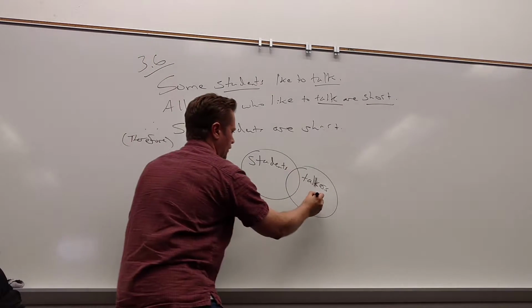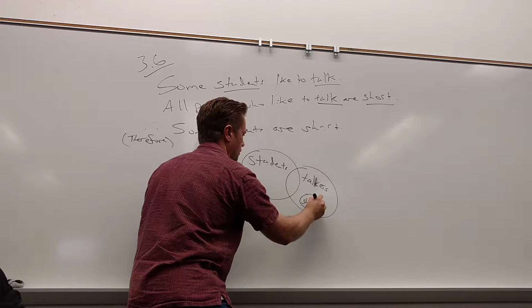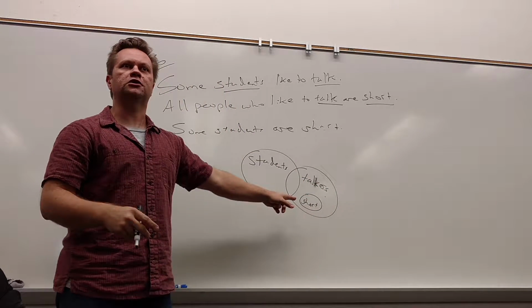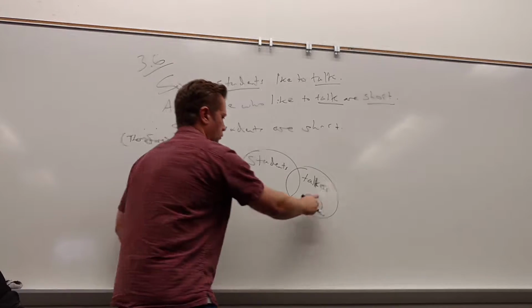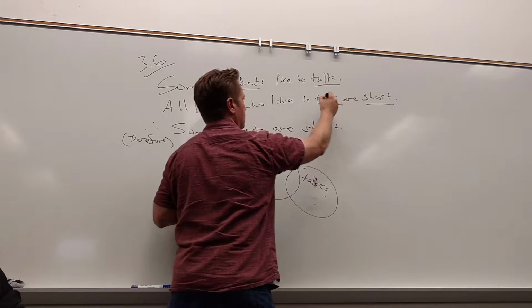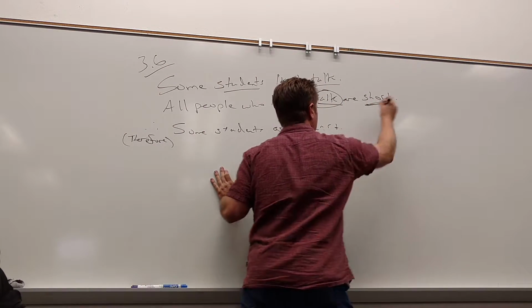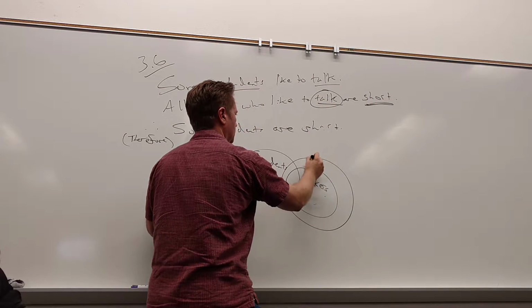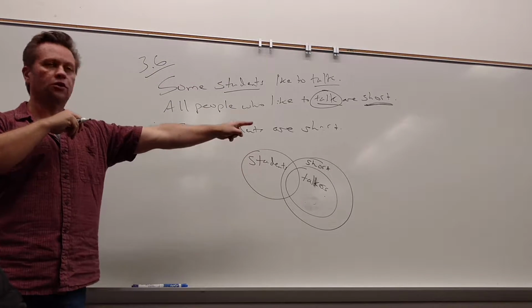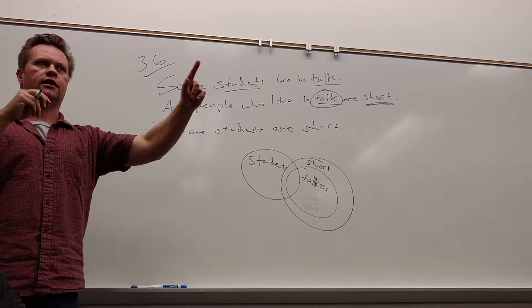So if I did this, why is that? Is that okay? No. Because then what about this person? They're a talker, but they're not short, are they? So therefore, anytime you have an all statement, this one has got to be inside this one. Now, are all talkers short? Yes.